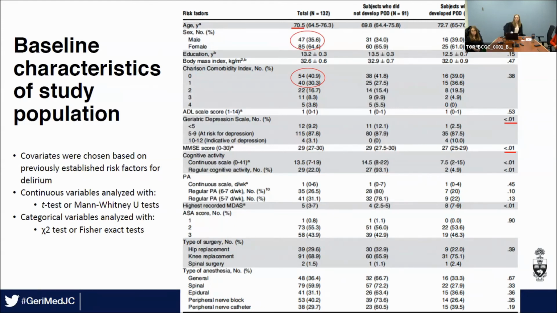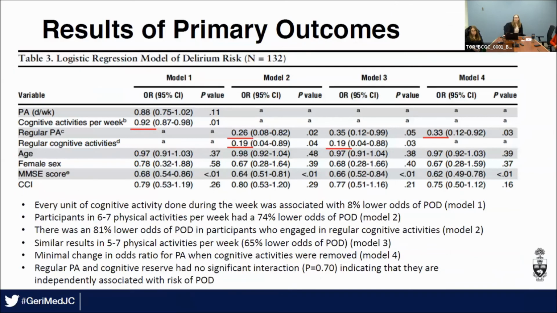So again, they used the logistic regression model. So I'll go through the models here. If you look at the first model, they used physical activity and cognitive activities on a continuous basis. So they did find that for every unit of cognitive activity done during the week, that was associated with an 8% lower odds of post-op delirium. So they had an odds ratio of 0.92 here.